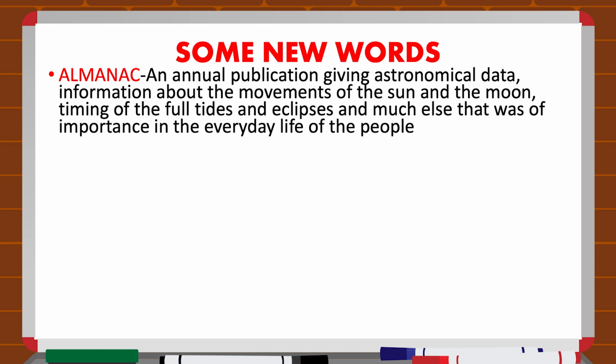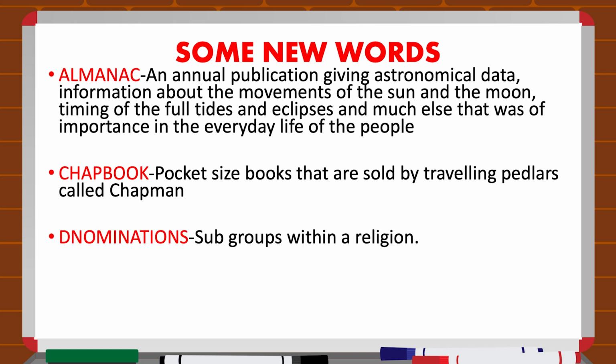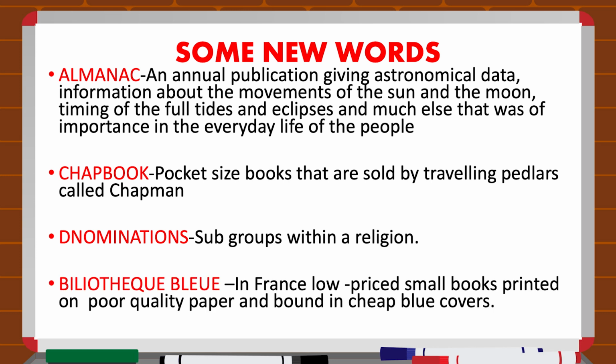Almanac, an annual publication giving astronomical data, information about the movements of the sun and the moon, and timings of the full tides and eclipses, and much else that was of importance in the everyday life of the people. Chapbook. It is a pocket-sized book that is sold by traveling peddlers called chapmen. Denominations, subgroups within a religion. Bibliothèque bleue. In France, these were the low-priced small books printed on poor quality paper and bound in cheap blue covers.